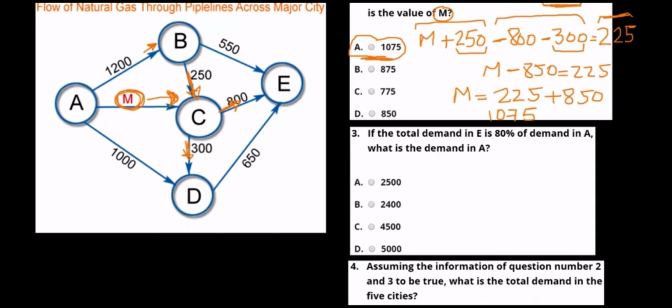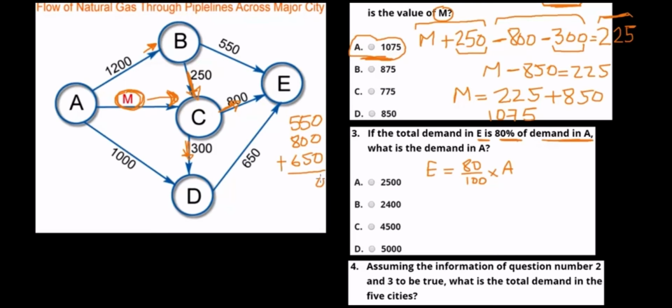Let's move on to the third question. They're saying if the total demand in E is 80% of the demand in A, what is the demand in A? "Of" means multiplication in math, right? Do we know the demand in E, by the way? Nothing is going out, but a few things are coming in: 550 from city B, 800 from city C, and 650 from city D.